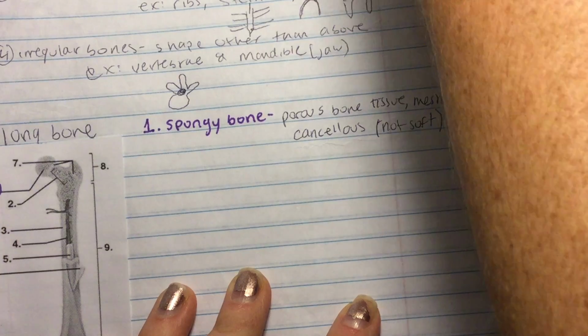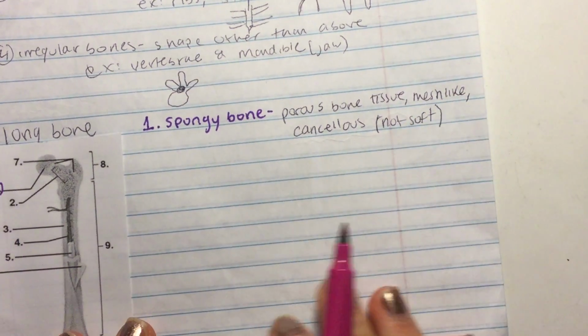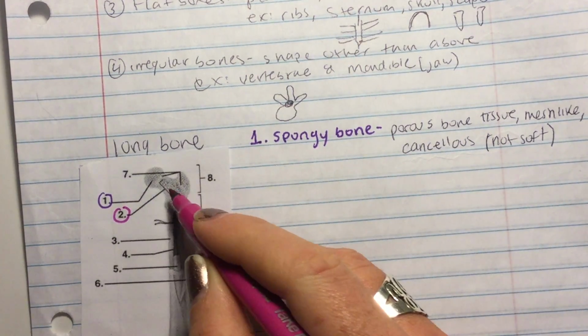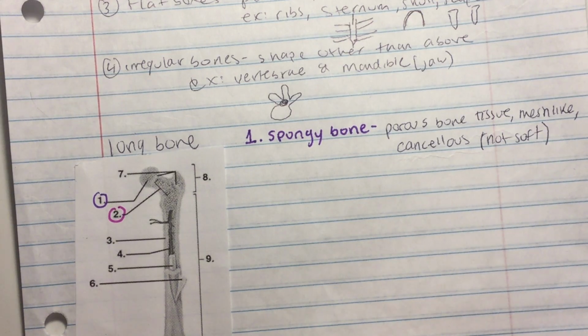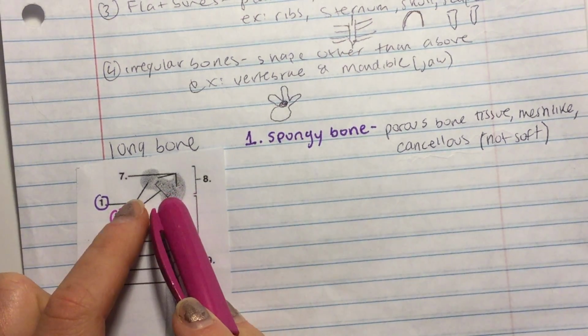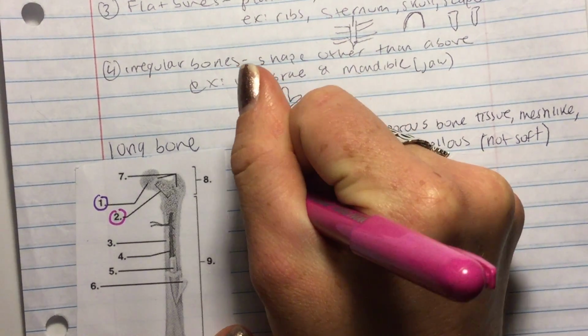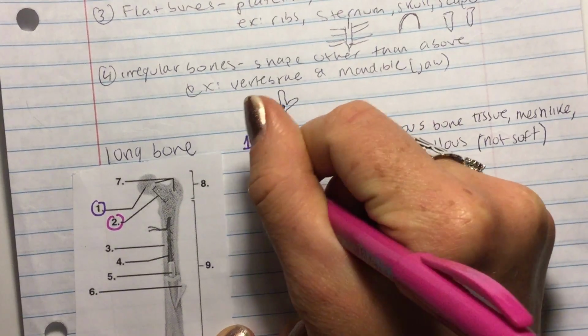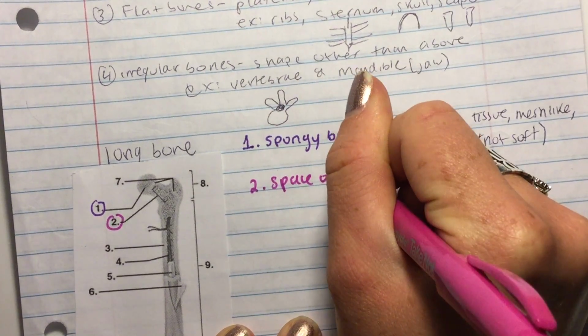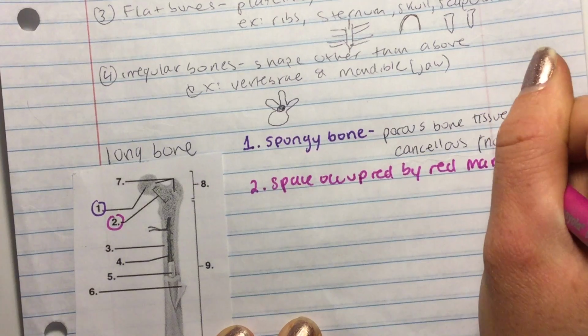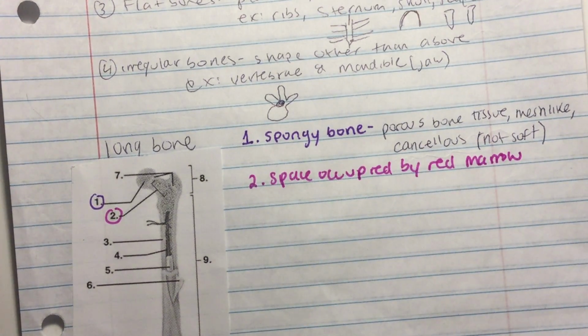Next we'll go down to number 2. So number 2 over here is showing a section. All this space in this section is space that's occupied by red marrow. If this was in color, you would see some spongy bone, and then in between it you'd see all this dark red coloring because it's filled with this red marrow. So space occupied by red marrow. And for now, we'll just leave it at that.